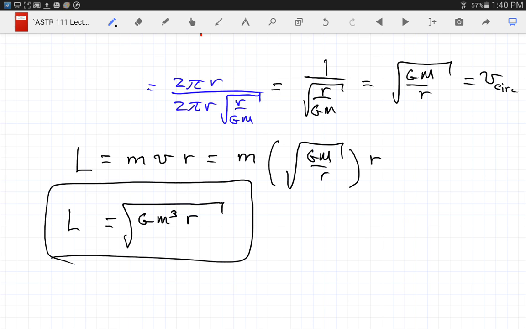Now the question asks you, right, it tells you to do these steps, and then it asks you, so what happens to the angular momentum as the radius increases? Can you answer that now? As the radius increases. Yes.